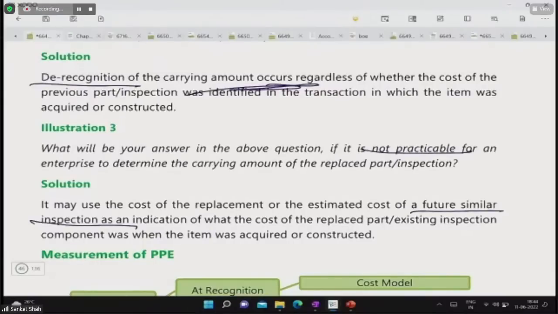So you have to assume previous inspection cost. If you can't have bifurcation, you have to assume previous inspection cost.